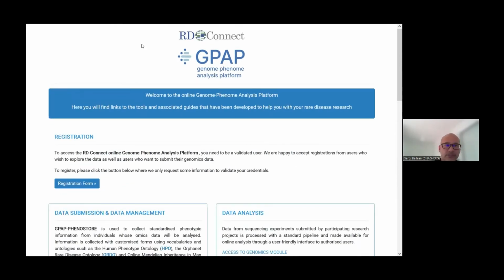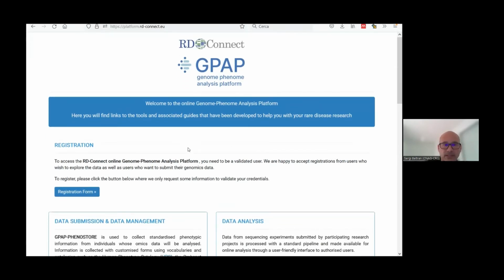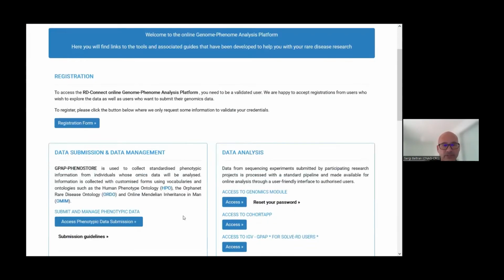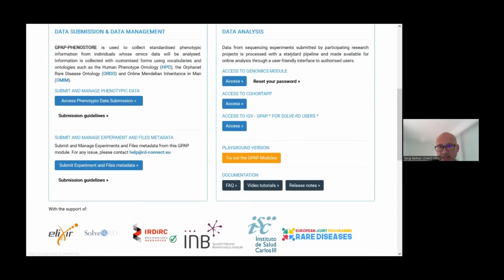Okay. So this is the main entry page for the RD-Connect Genome-phenome platform. This is at platform.rdconnect.eu, but I'll make it full screen so we have more space for doing things. And here is where you can register if you want to register. Once you are registered, then you can submit data or manage your data, and you can access different applications for analyzing your data. What we're going to be doing in the demo is going to this orange button here and try out the GPAP modules.